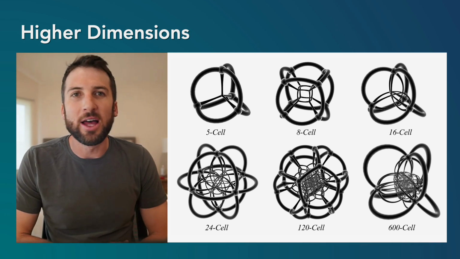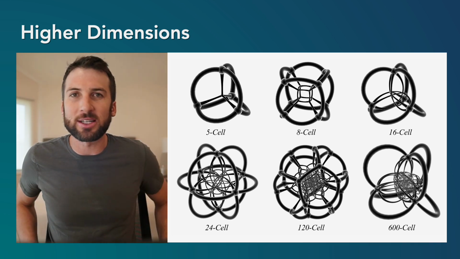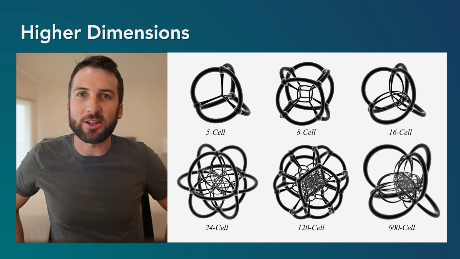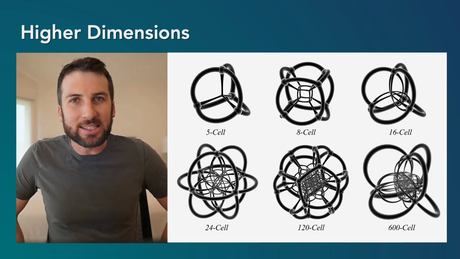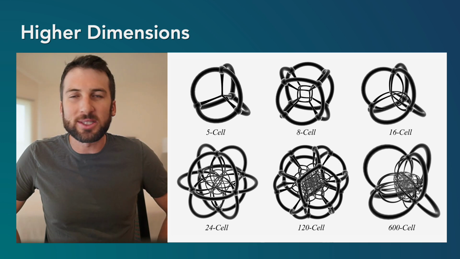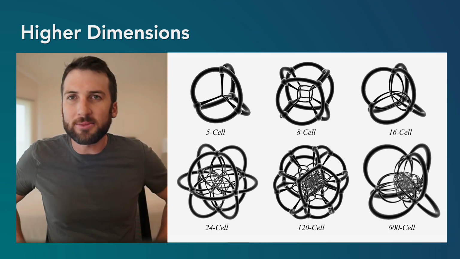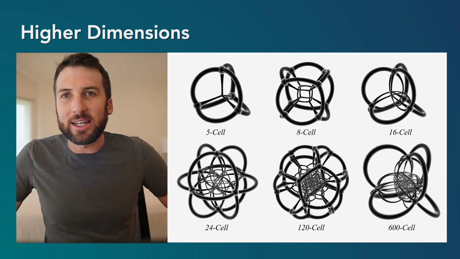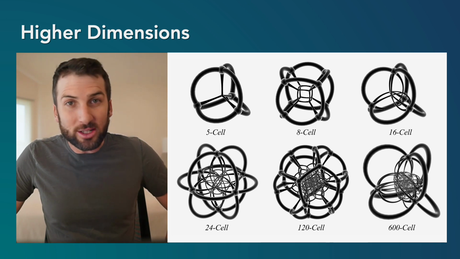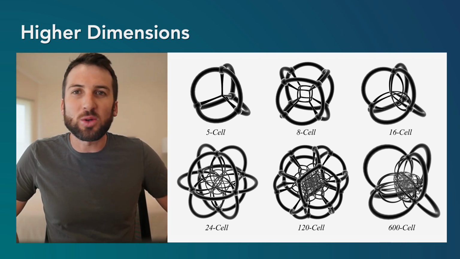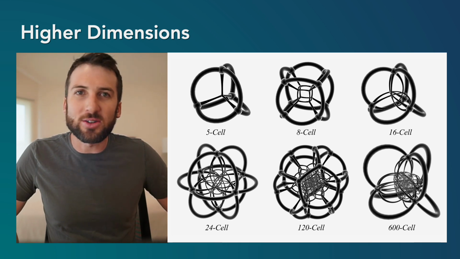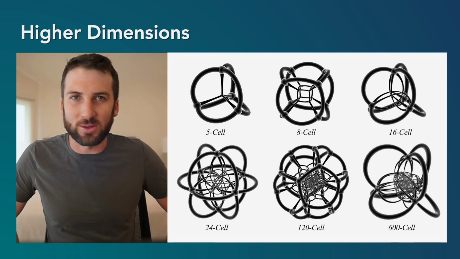So the 5 cell is created with 5 tetrahedrons. Now these are kind of warped around each other, but it creates this object called the 5 cell. The 8 cell is 8 cubes stacked together, warped around one another. The 16 cell is 16 octahedra, warped around one another. The 120 cell is 120 dodecahedra. The 600 cell is 600 icosahedra.